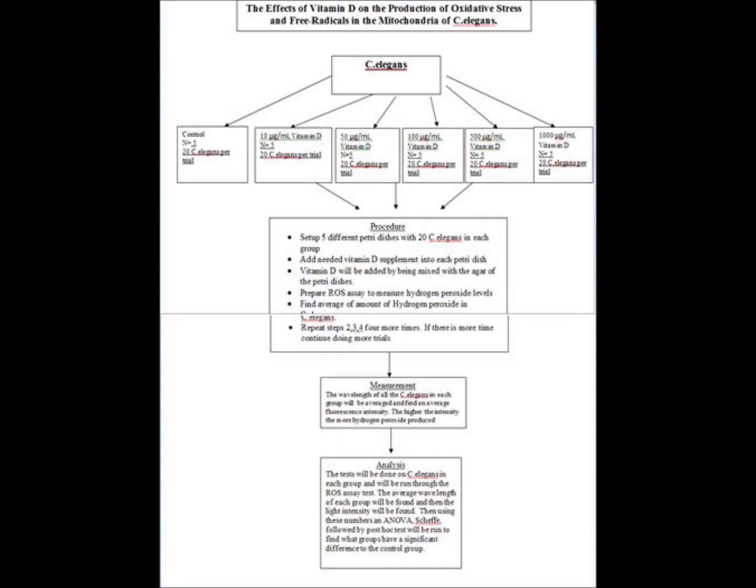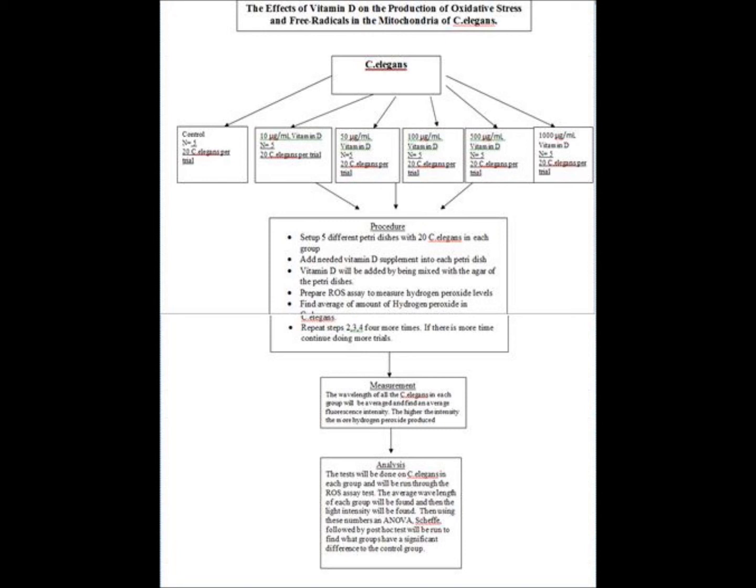In this experiment, there will be 6 different groups: the control group, 10 microgram group of vitamin D3, 50 microgram group of vitamin D3, 100 microgram group of vitamin D3, 500 microgram group of vitamin D3, and 1000 microgram group of vitamin D3. There will be 5 trials done with each group. In each trial, 20 C. elegans will be used per trial. These C. elegans will be from the wild type strain. The E. coli fed to the C. elegans will have the OP50 strain.